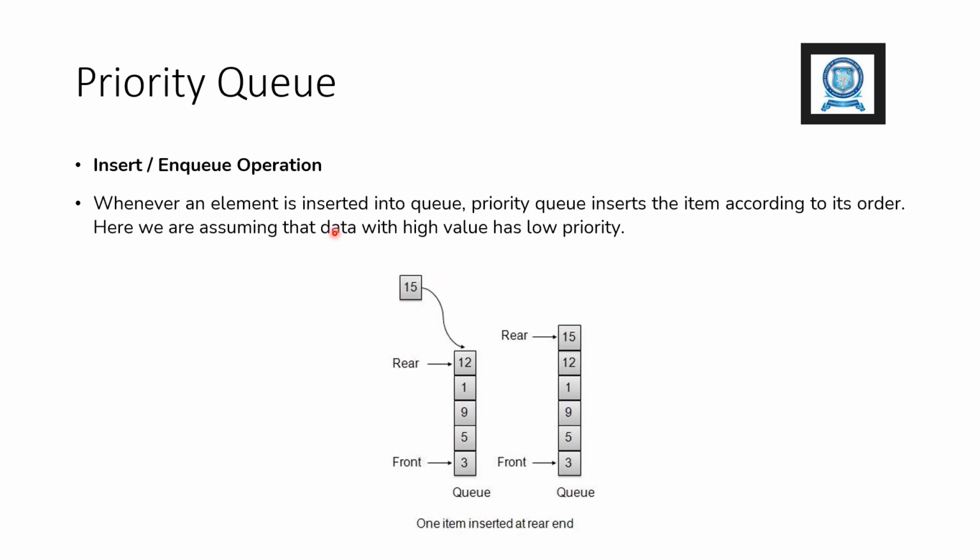Insert or enqueue operation. Whenever an element is inserted into the queue, the priority queue inserts the item according to its order. Here we are assuming that the data with high value has low priority. For example, here the element 15 is inserted. It has to be inserted at the rear end and the pointer is pointing to the newly inserted element 15.